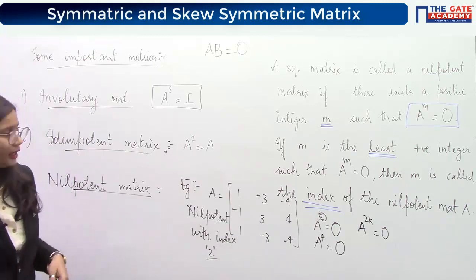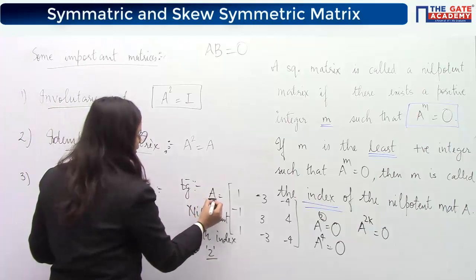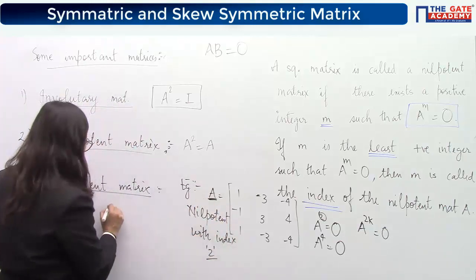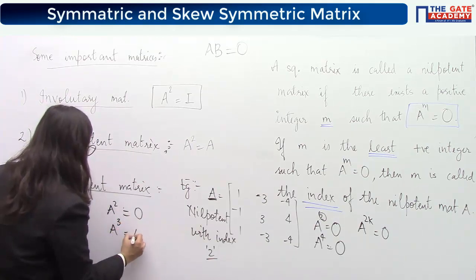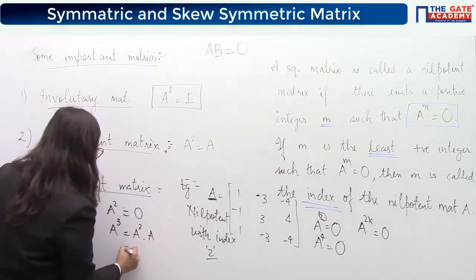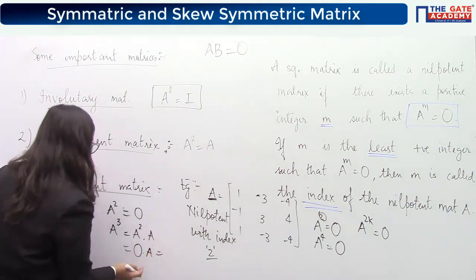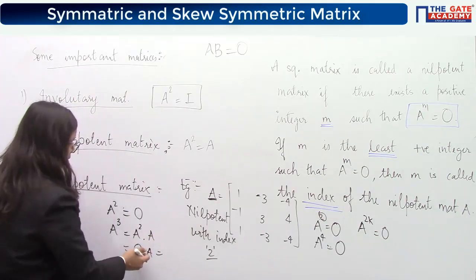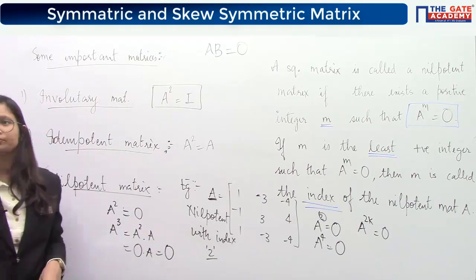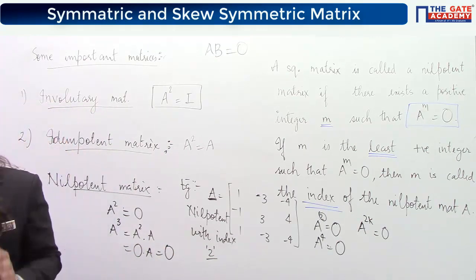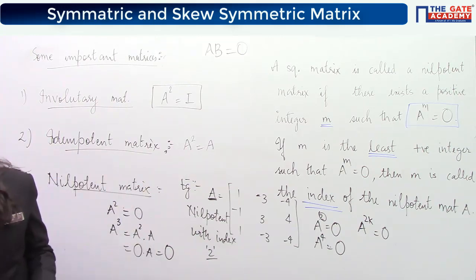Understood or not? If you multiply A with A itself, you are getting A square as a null matrix. Now, if you want to find out A cube, what will you say? It is equal to A square into A. A square itself is a null matrix, and the property of a null matrix is that if you multiply any null matrix with any matrix, it will result in a null matrix again. But the minimum value is 2, that's why we are saying that it is of index 2.